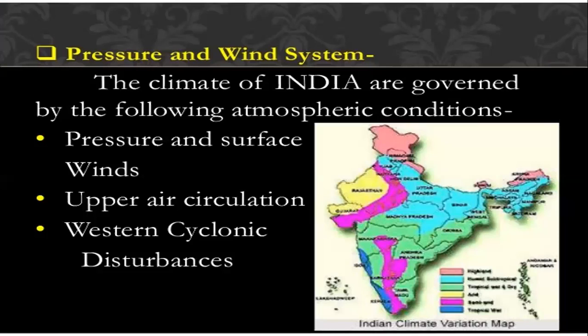the third factor that also plays an important role in the climatic condition of India is the pressure and wind system. The climate and weather conditions in India are governed by three atmospheric conditions. Number one is pressure and surface winds. Number two is upper air circulation. And number three is western cyclonic disturbances.